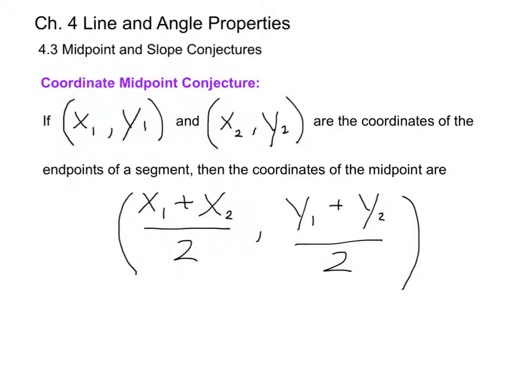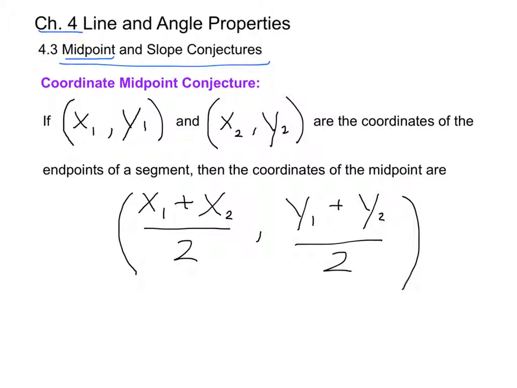Okay, this video is going to cover Chapter 4 of Geometry, and specifically Section 4.3 through 4.7. By the end of this video, you should know how to find the midpoint between 2 points, the slope of a line, the different forms an equation can take, and what geometric probability is. So we'll start off with midpoint and slope conjectures.